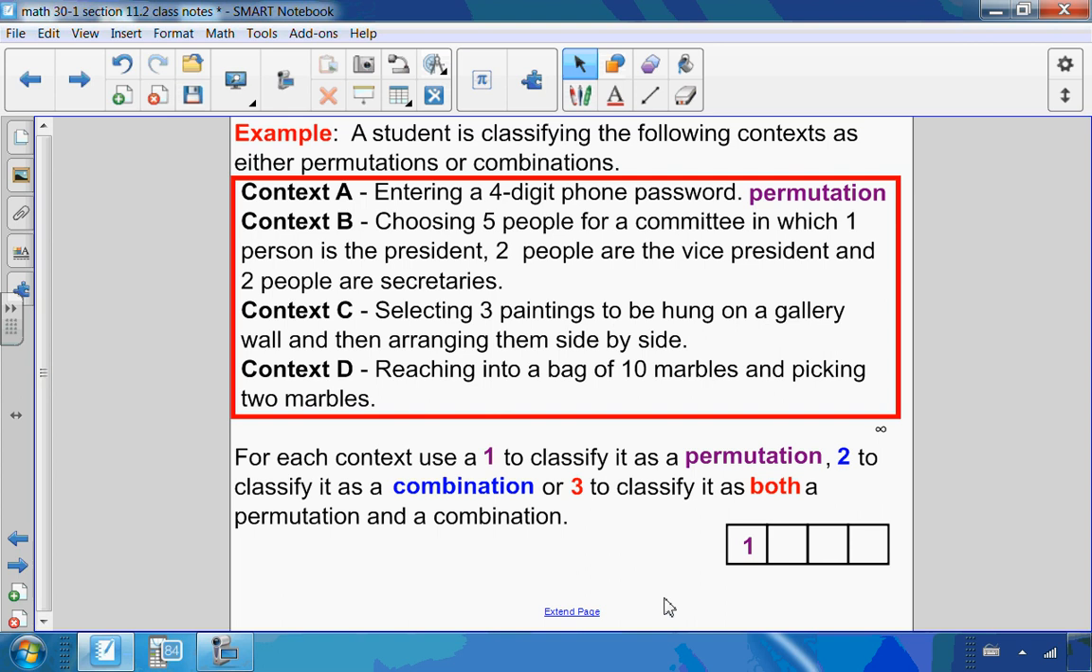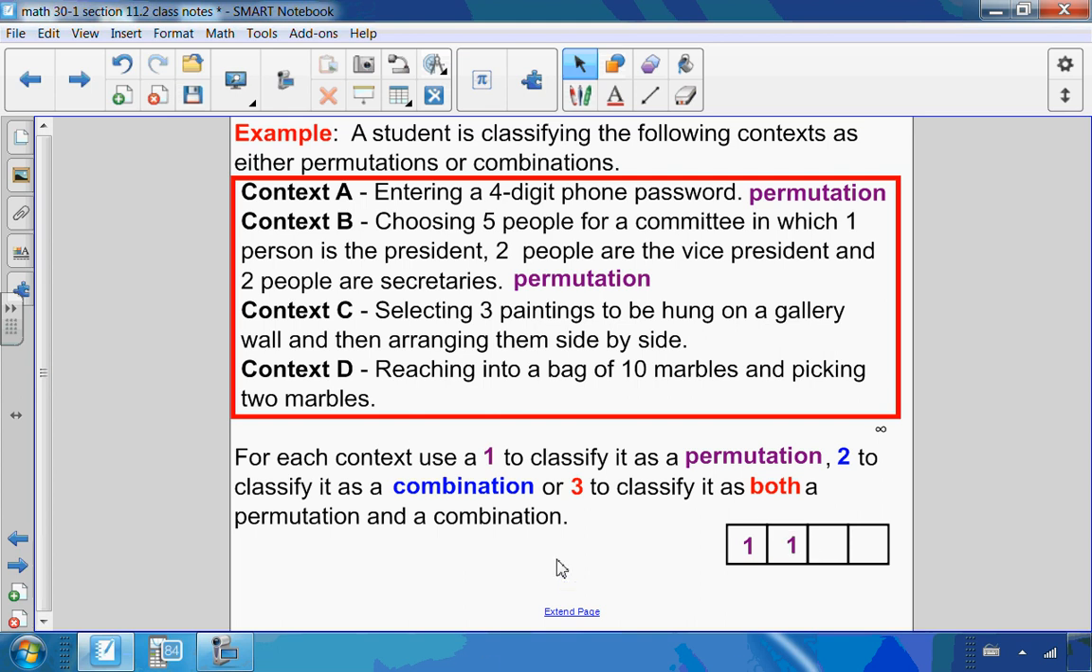Context B, choosing 5 people for a committee in which 1 person is the president, 2 people are vice president, and 2 people are secretaries. Is order important? Well, the answer to this is yes, because there are assignable roles, tasks, and positions. President is different than vice president is different than secretary. There is an order to these people. So permutation it is. So context B is 1 for permutation.